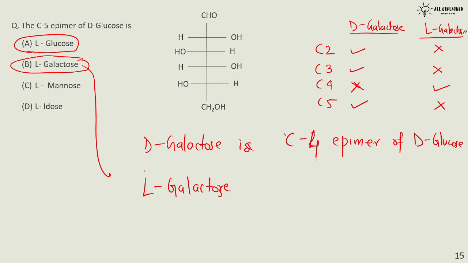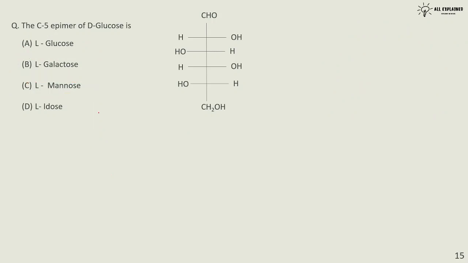So if you take L-galactose and compare it with D-glucose, there are many things which are not matching. It's not only C5, but many chiral carbons whose configurations will not match. So it's not that. Similarly, you can check L-mannose; it would not be that either. The answer here is L-idose, but it's not a very common carbohydrate.